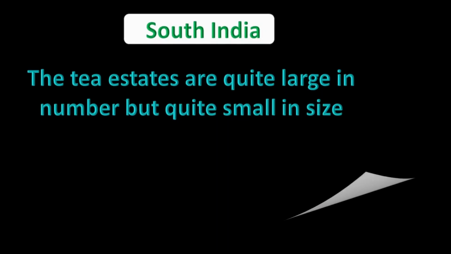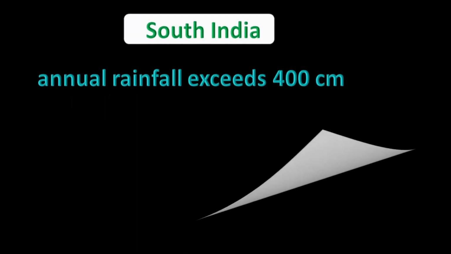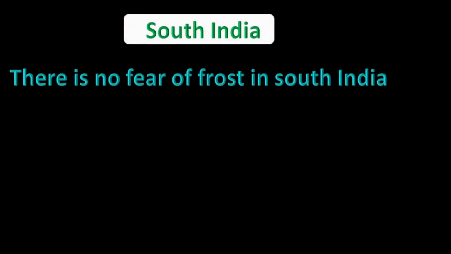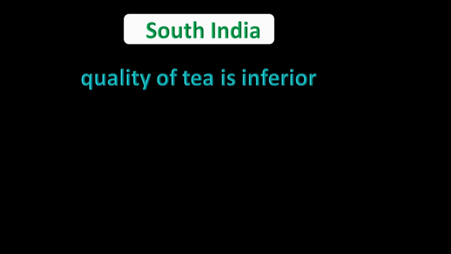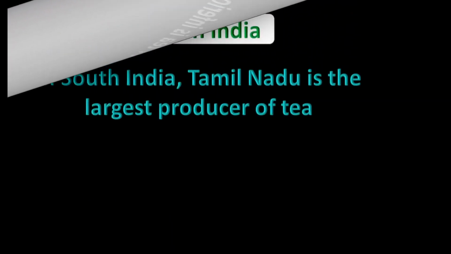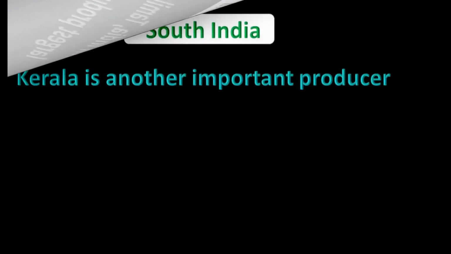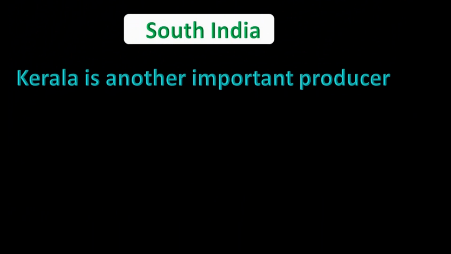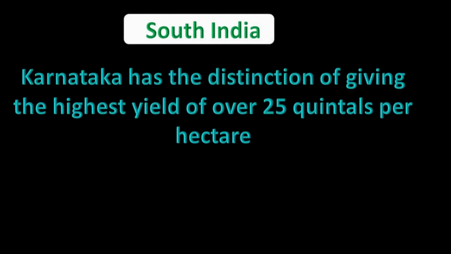The temperatures are uniformly high and the annual rainfall exceeds 400 centimeters. There is no fear of frost in South India and weather conditions are quite congenial. Therefore, the productivity is higher, although the quality of tea is inferior. In South India, Tamil Nadu is the largest producer of tea. Kerala is another important producer. Some tea is produced in Hassan and Chikmagalur districts of Karnataka. Karnataka has the distinction of giving the highest yield of over 25 quintals per hectare.